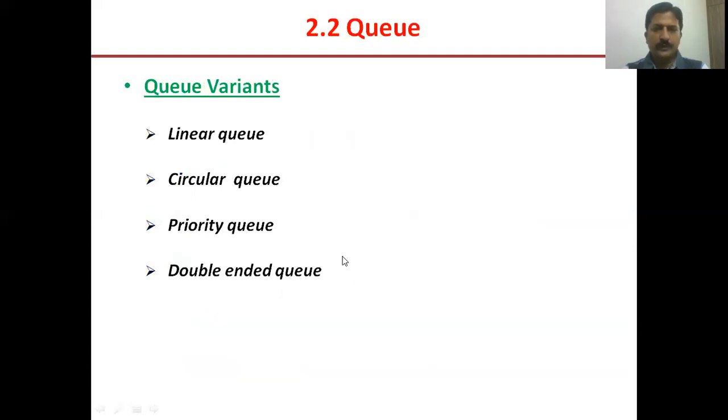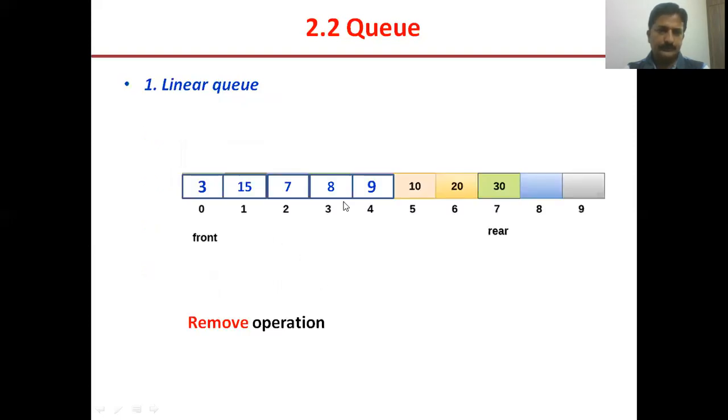Now, what are the queue variants? We have 4 variants of a queue: linear queue, circular queue, priority queue, and double-ended queue. Today we'll discuss the linear queue and the circular queue, and in the next session we'll discuss the priority queue and the double-ended queue. So, about the linear queue.